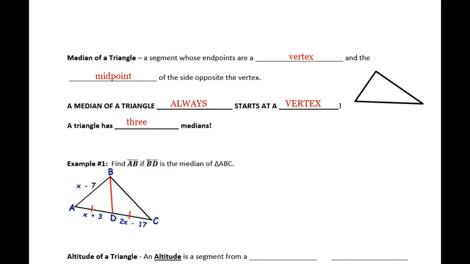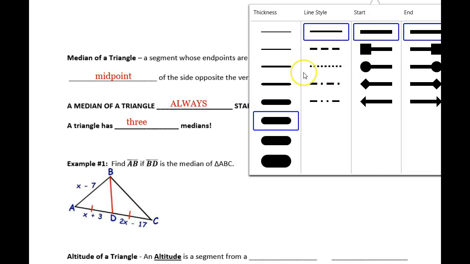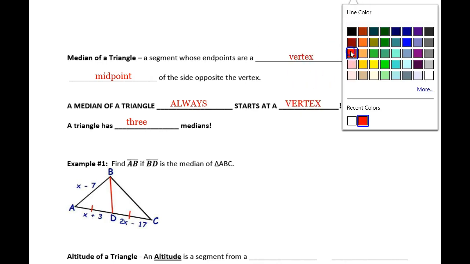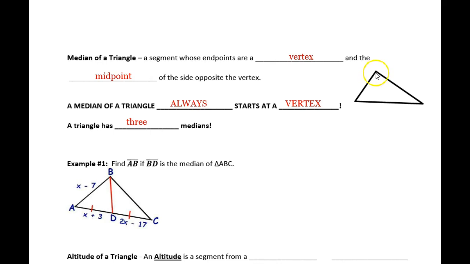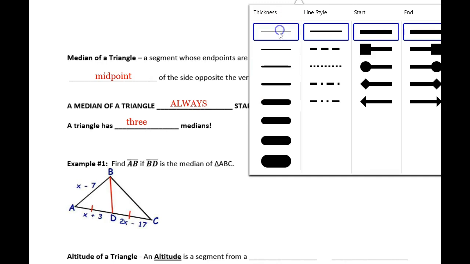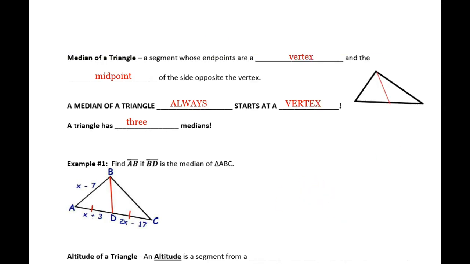So if I was going to draw the medians of this triangle, I would find my midpoint, start at my vertex, and voila. I'm going to make it red so it stands out. I'll make it a little more. So this is my median, which means that this portion is equal to this portion.